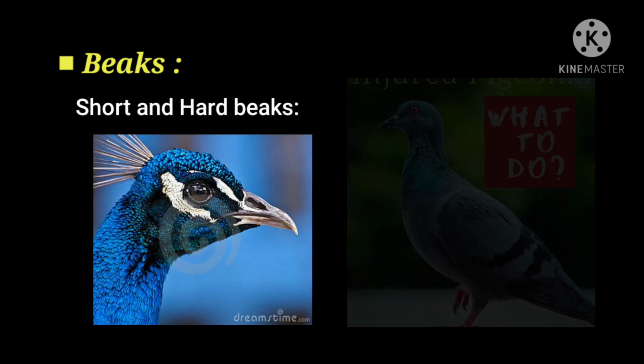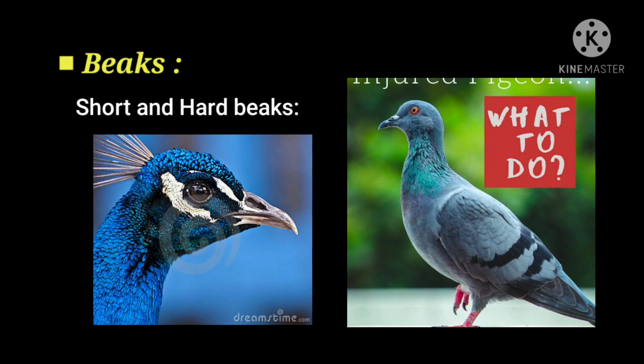So now we will discuss one by one each of these. In some birds like sparrow, pigeon, peacock, they have short and hard beaks. And this type of beak helps them to crush or grind the grains or seeds that they eat.